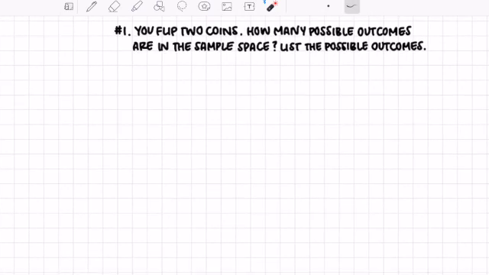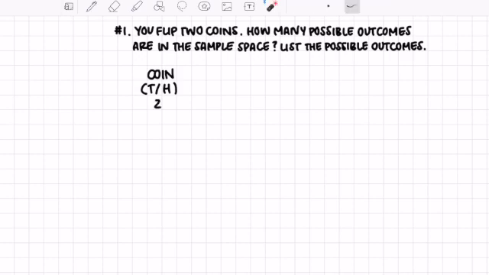Let's say that you are asked to flip 2 coins. How many possible outcomes are in the sample space? So again, we have a coin, 1 coin first, that starts it off. And for that 1 coin, you can either receive a tail or you can receive a head. So for that 1 coin, we have 2 different outcomes that could occur.